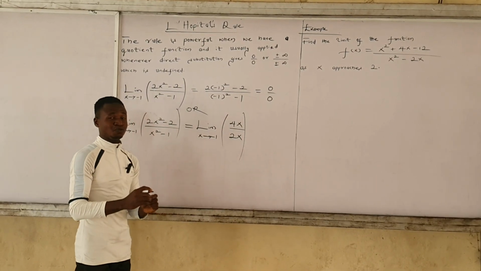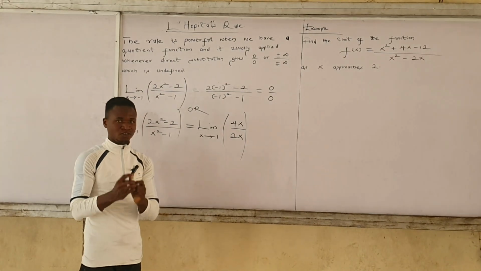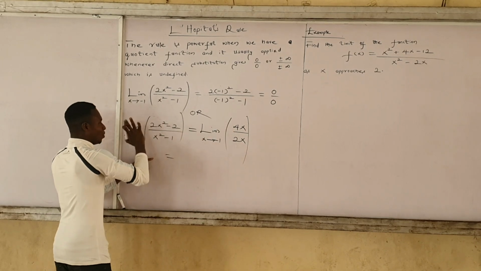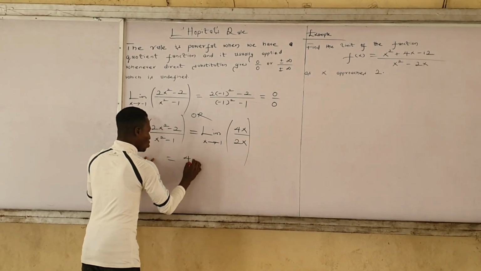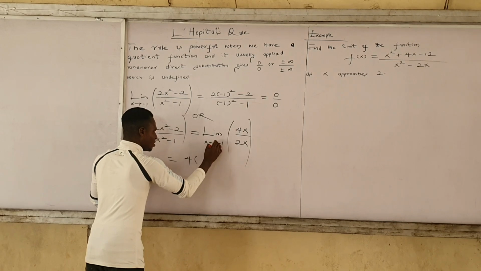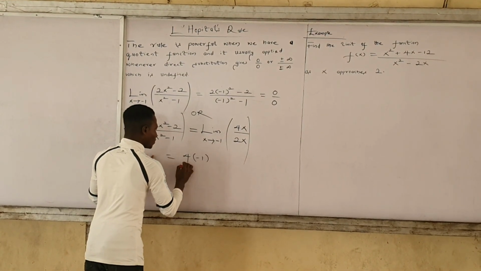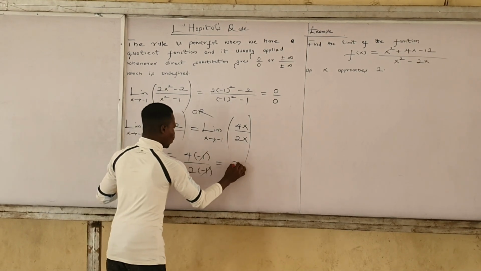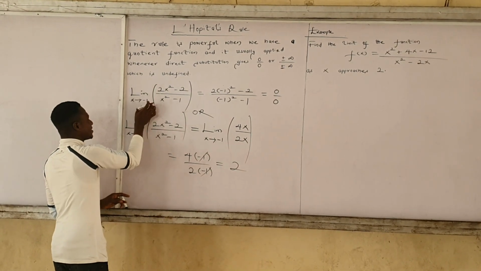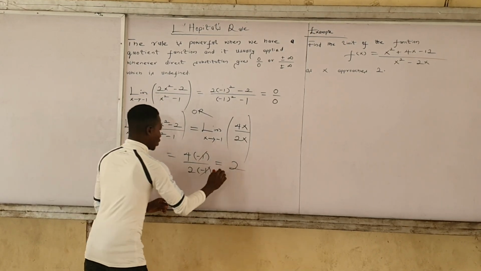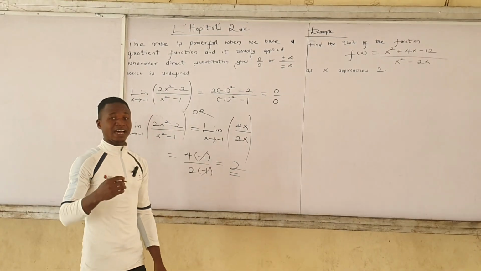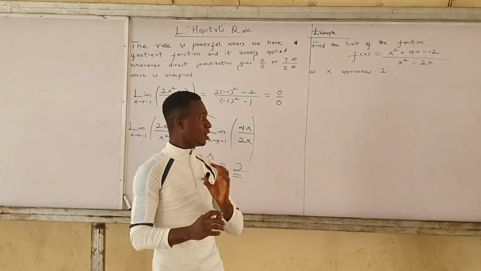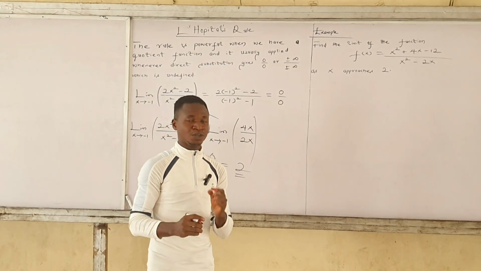So our result has now been reduced to something that we can carry out substitution for. The limit of this function is equal to 4 times minus 1 all over 2 times minus 1, and this gives us the value of 2. So the limit of this function as x approaches minus 1 is equal to 2. So L'Hopital's rule allows us to find the limit of a rational function, given that direct substitution does not work.